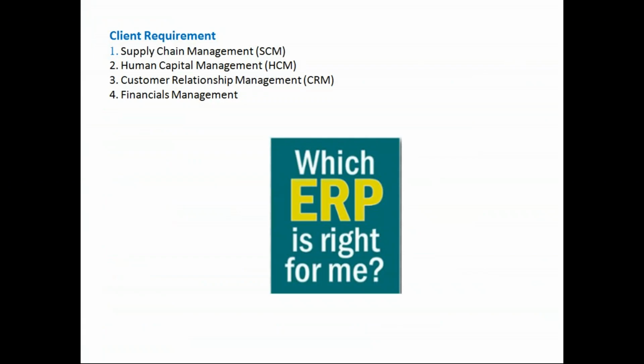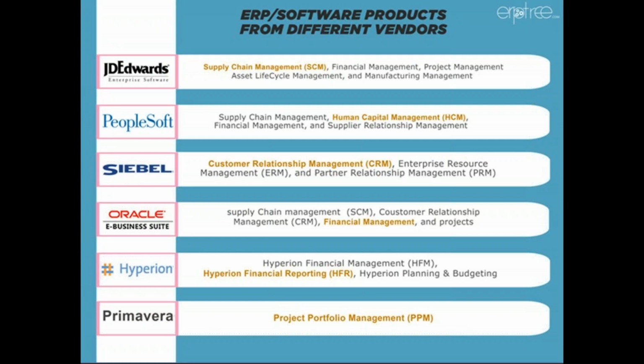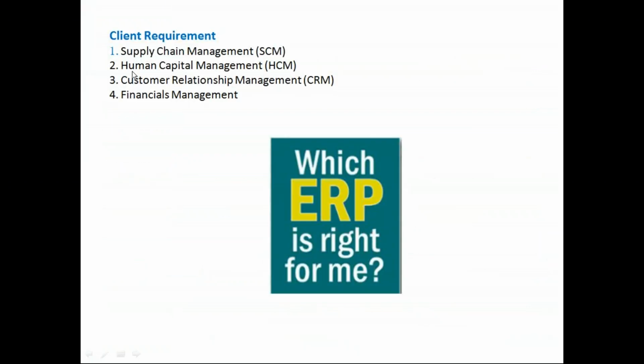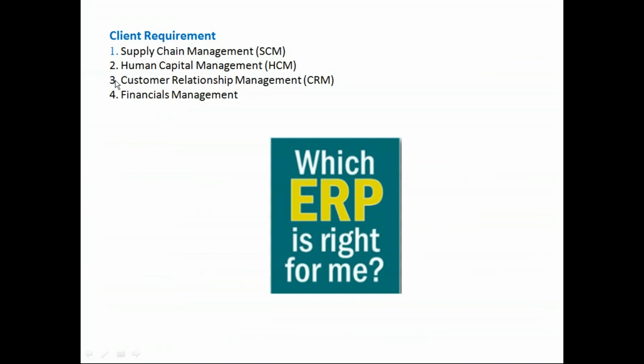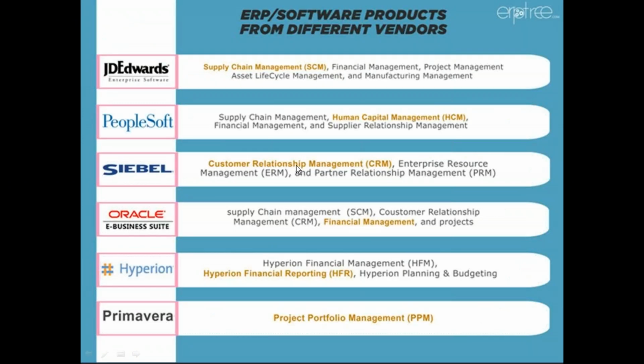If you talk about supply chain management, say supply chain management is good from JD Edwards. The other point is they are looking for human capital management. Human capital management is not good enough from JD Edwards, but that is good from PeopleSoft. From PeopleSoft, HCM is good, and they need a solution for CRM. CRM is good enough from Siebel, not from PeopleSoft or JD Edwards.